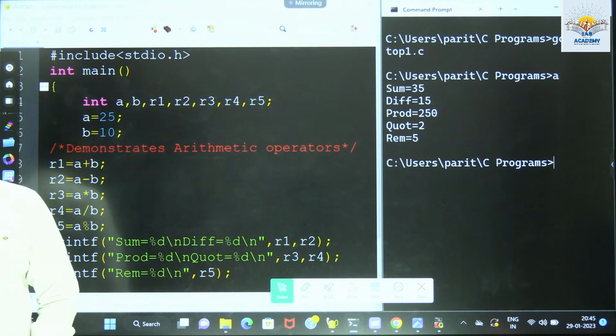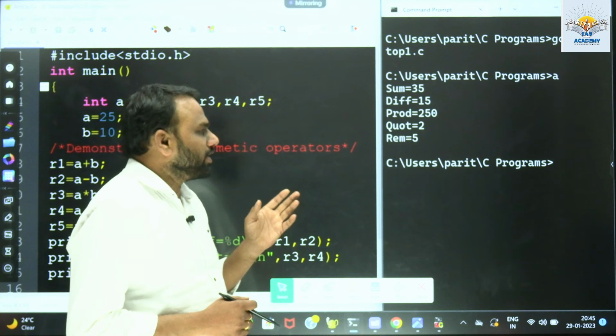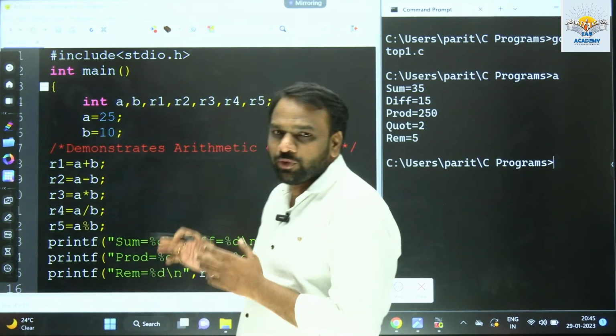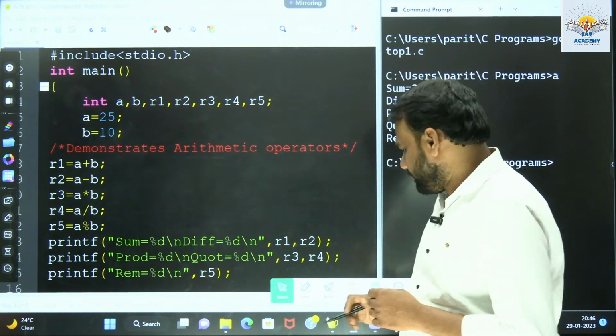Okay. So this is the output that we are getting. So sum is equal to 35, difference is equal to 15, product is equal to 250, quotient is equal to 2, remainder is equal to 5. So how are we able to produce this output with the help of this program? Let us try to trace it.